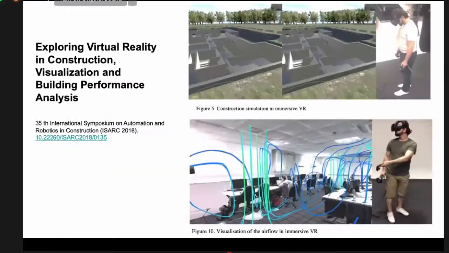Here is an example of using VR for looking at the construction simulation about the building elements, how they are put in the construction site and how the construction process is going on. We can do that currently with VR, or maybe visualization of the airflow. This is the combination of building performance analysis plus VR for realistic 3D visualization. So we can do that.